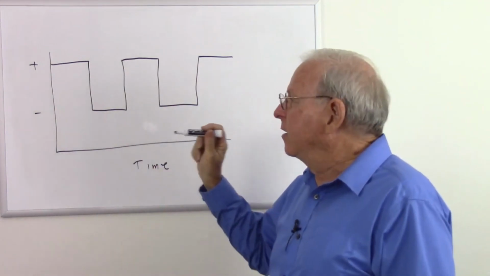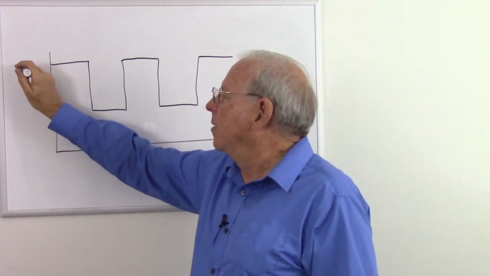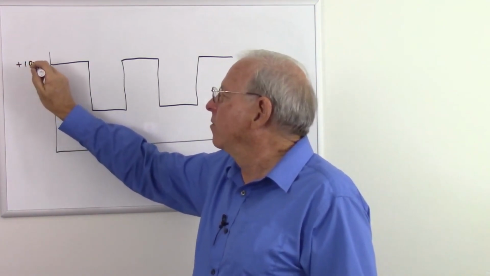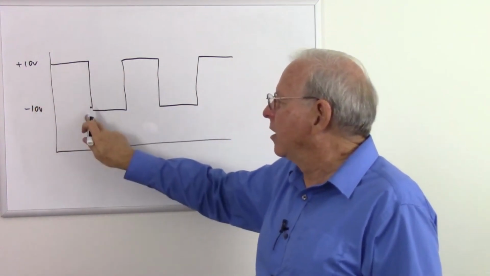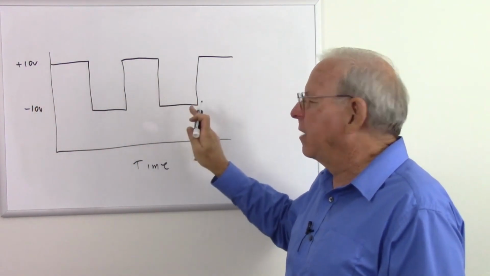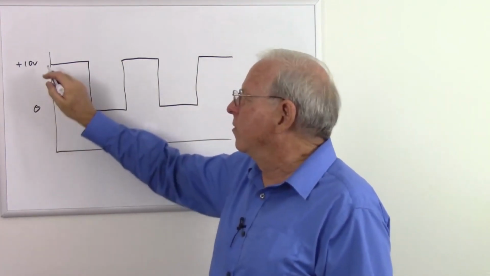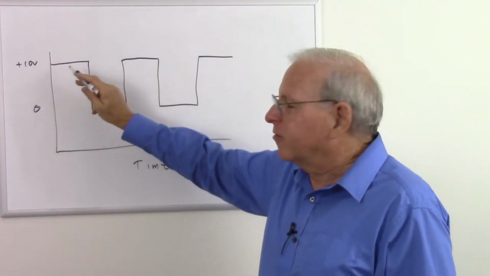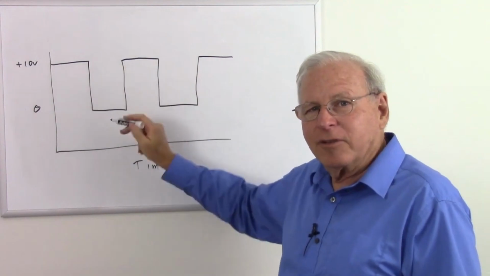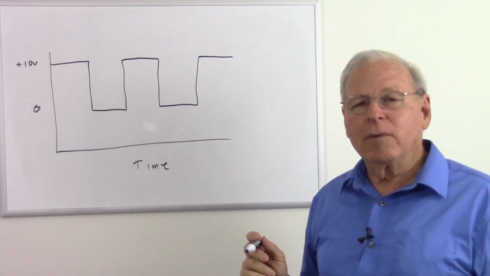This could also be a voltage, so let's put a couple of voltages here. How about plus 10 volts and minus 10 volts? So it's plus 10, suddenly minus 10, suddenly plus 10, suddenly minus 10. Throw some DC in there. How about 0 volts and plus 10 volts? 10 volts, 0 volts, 10 volts, 0 volts. As time goes by, we get these flat tops and steep sides. Sort of looks square, doesn't it? We call that a square wave.